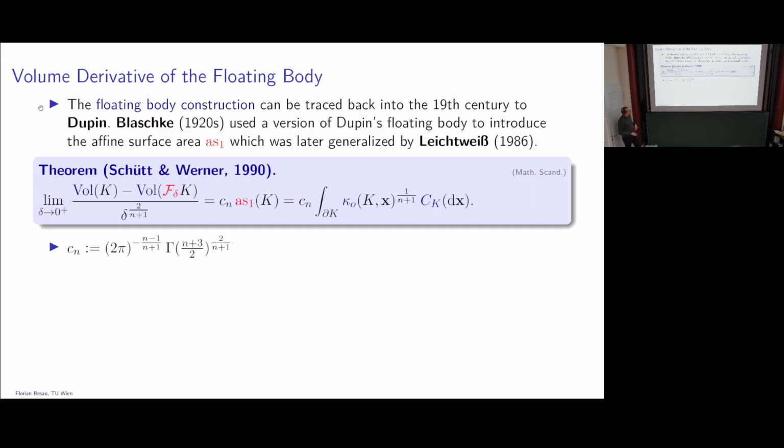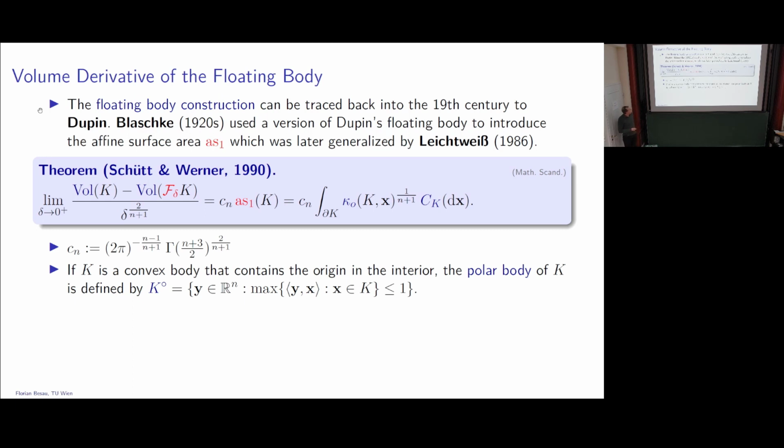We want to have a volume derivative of the volume of the floating body, and this gives rise to a curvature measure, and it turns out that this is exactly what can be used to define Blaschke's affine surface area for general convex bodies. Okay, so this was the approach by Schütt and Werner, generalizing results by Blaschke and Leichtweiss. For any convex body, you can show that this volume derivative exists in this form and gives rise exactly, up to the constant, to Blaschke's affine surface area.